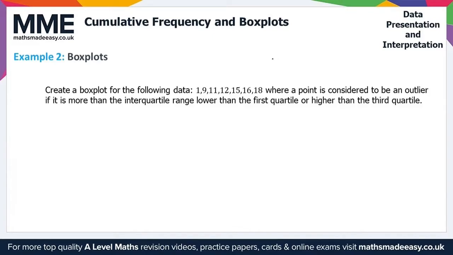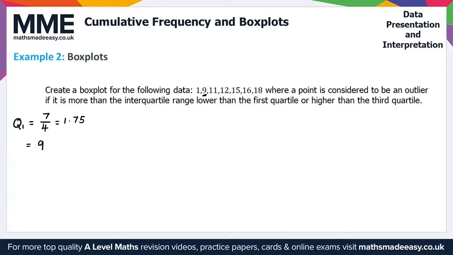So in that case, to get the first quartile, we do 7 over 4. So this is for Q1. Okay, so this is the first quartile. We do 7 over 4, which gives us 1.75. So the first quartile is the second data point. So we know Q1 here is equal to 9.